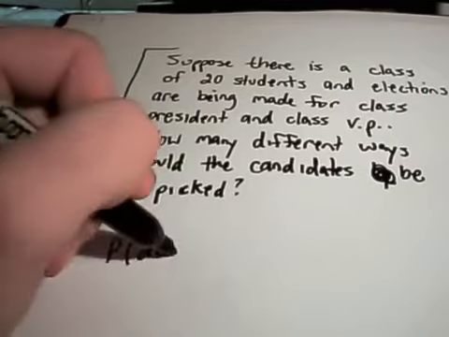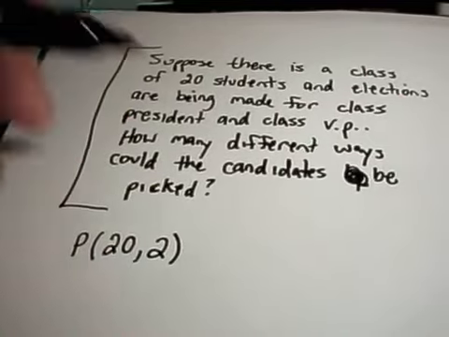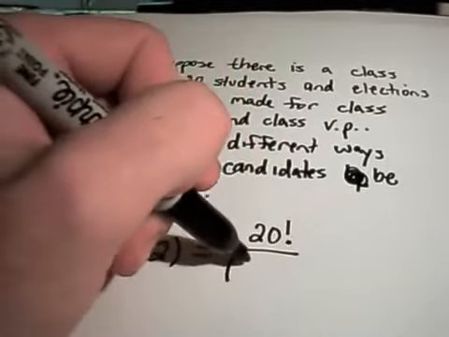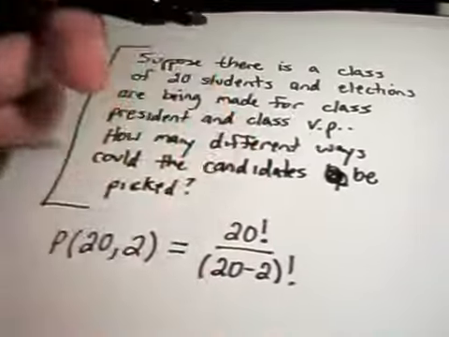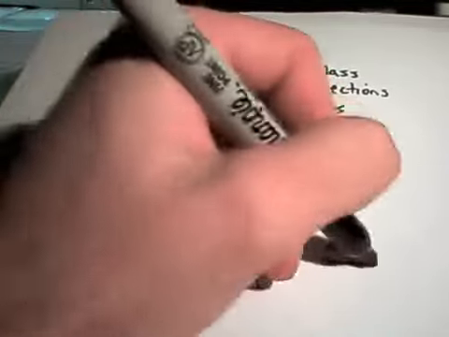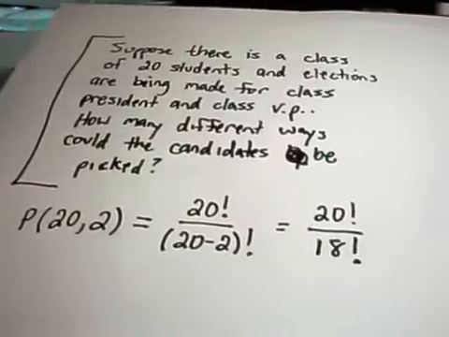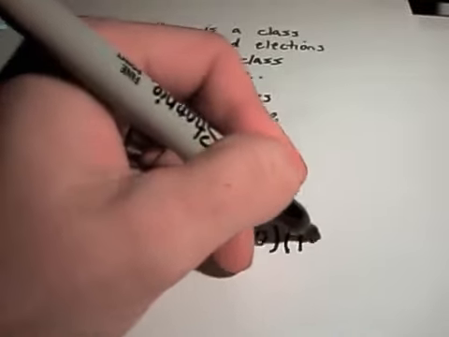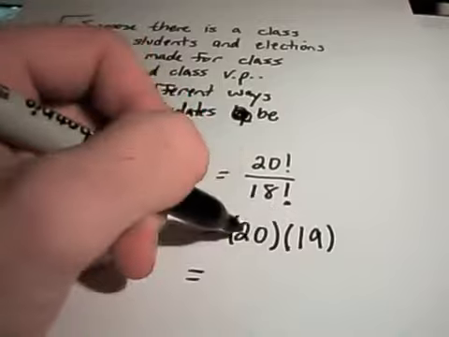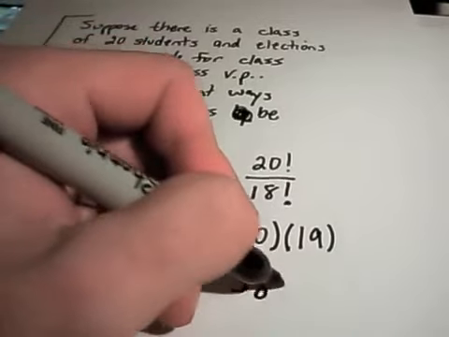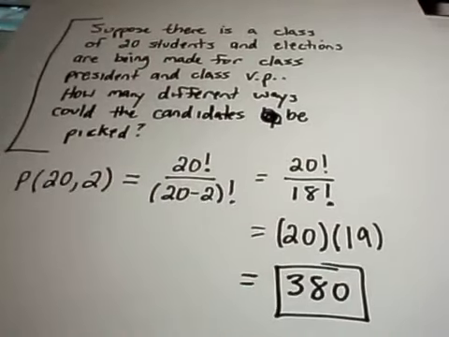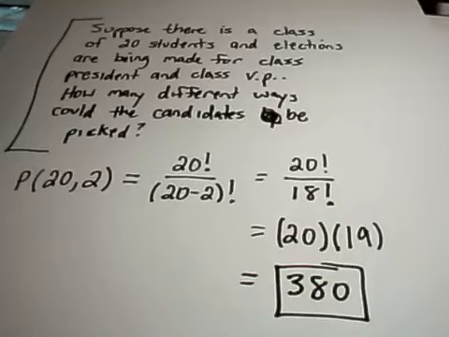There's 20 objects to choose from, and I have to choose 2 of those. So that's 20 factorial over 20 minus 2 factorial. That's 20 factorial on top, 18 factorial on the bottom. If you were to write things out and cancel, you would see that you would be left with 20 times 19. And if you multiply out 20 times 19, you'll get 380. So with a class of 20 students, there's 380 different tickets where one person is president and someone else is vice president.